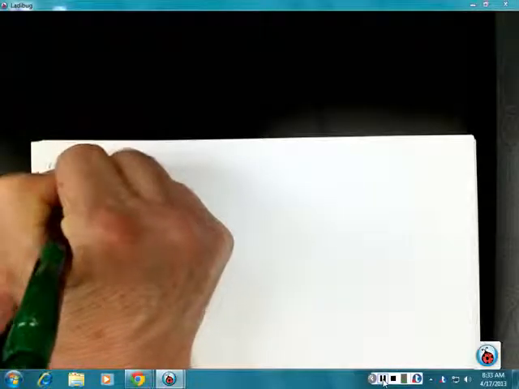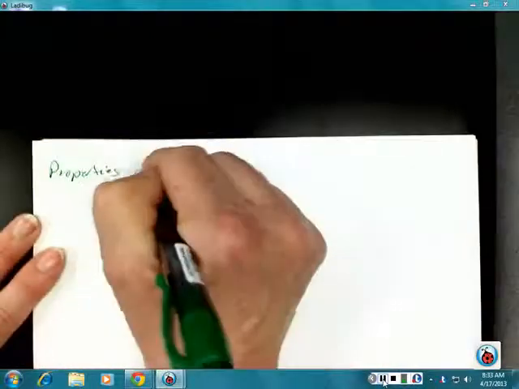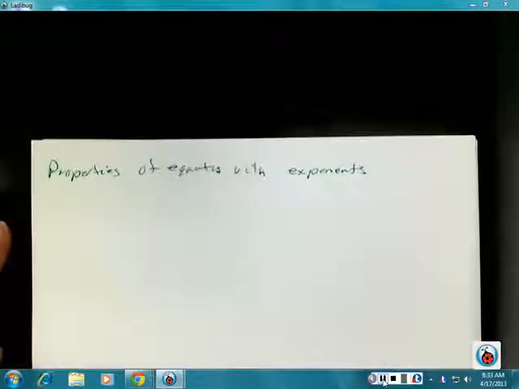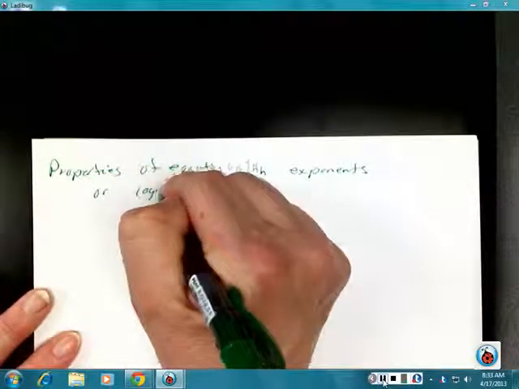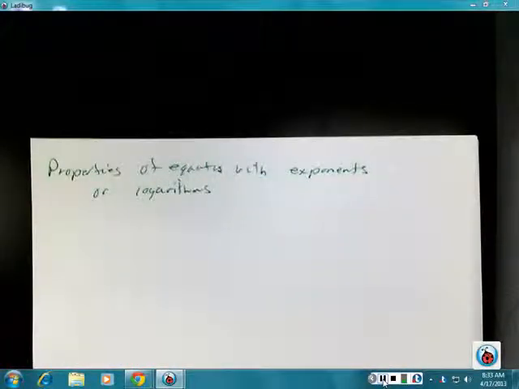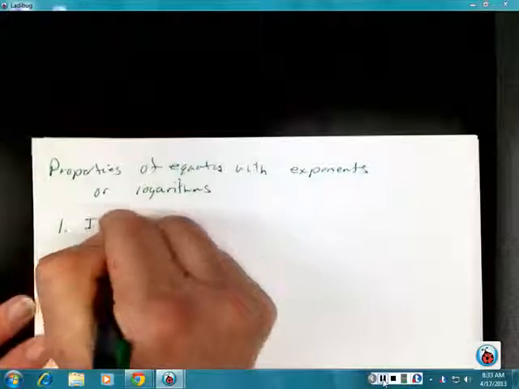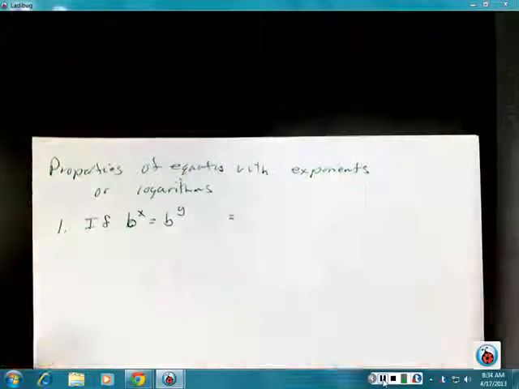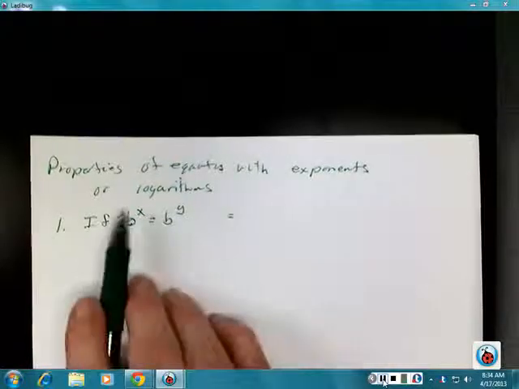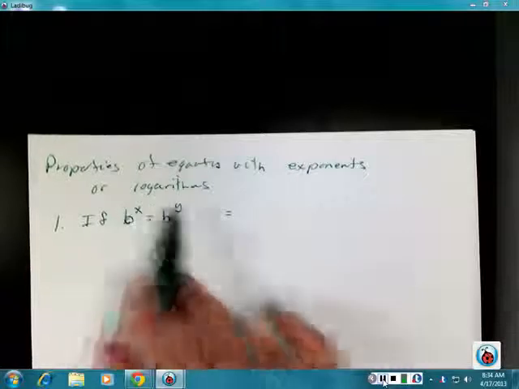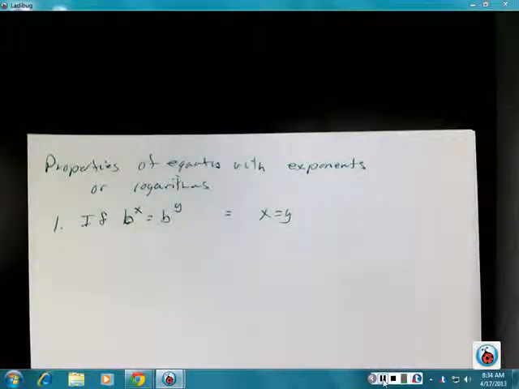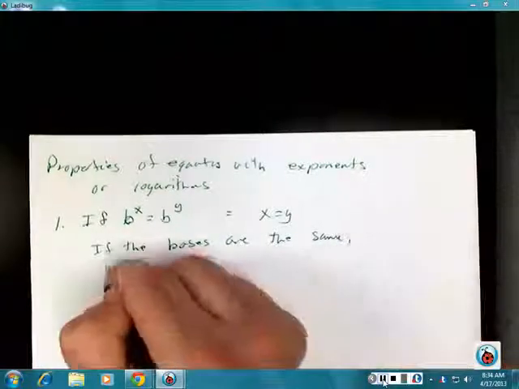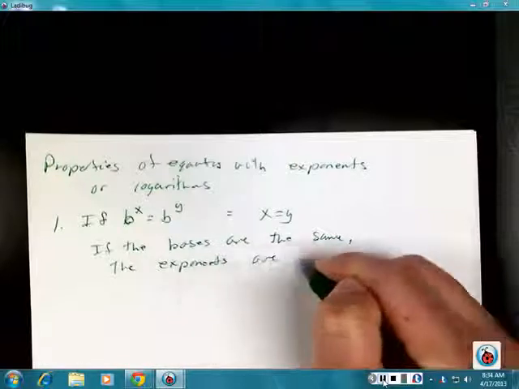There are properties that go along with equations with exponents or logarithms. And those properties are, the first one we've had before, and that one is if b to the x is equal to b to the y power. What did we learn about that one the other day? Remember that one? It's been a little bit. If my bases are the same, we can say that our exponents are equal to each other. So x will equal y. So if the bases are the same, the exponents are equal to each other.